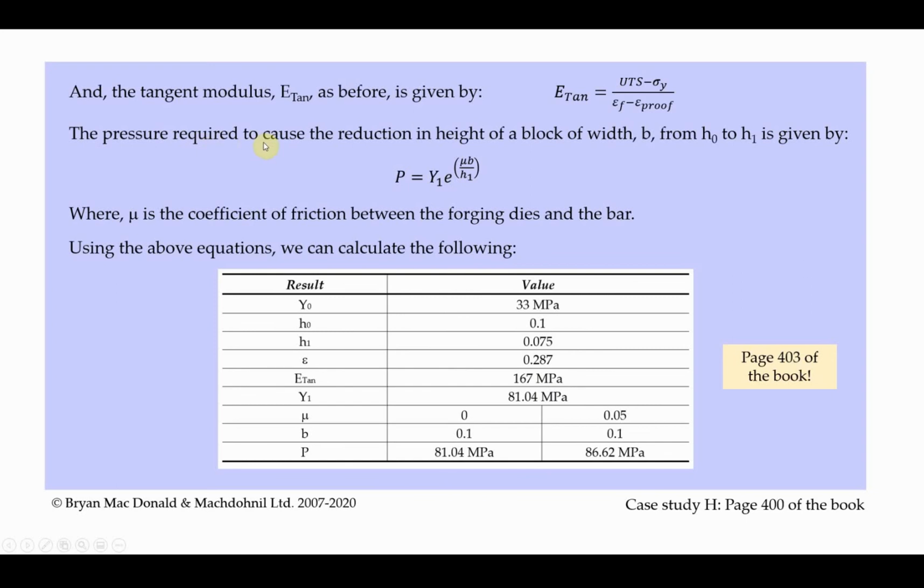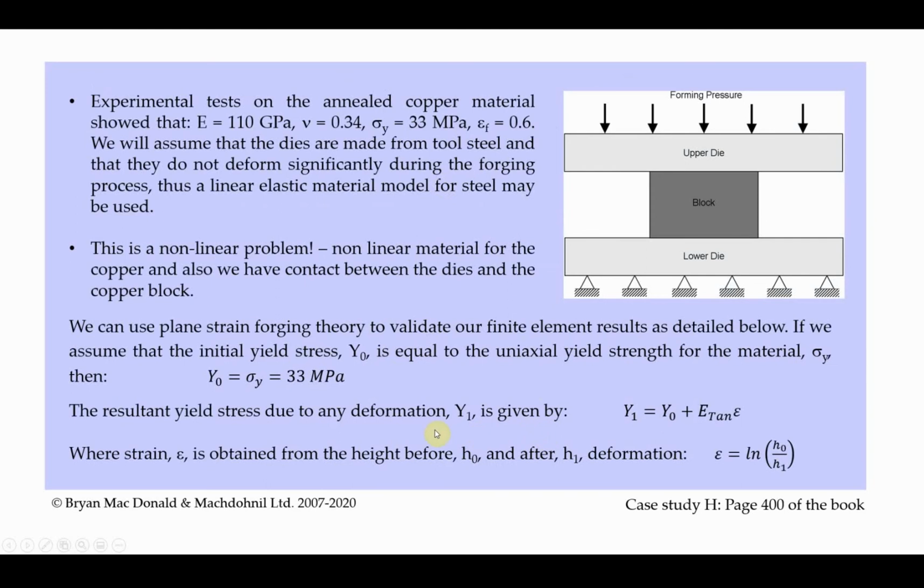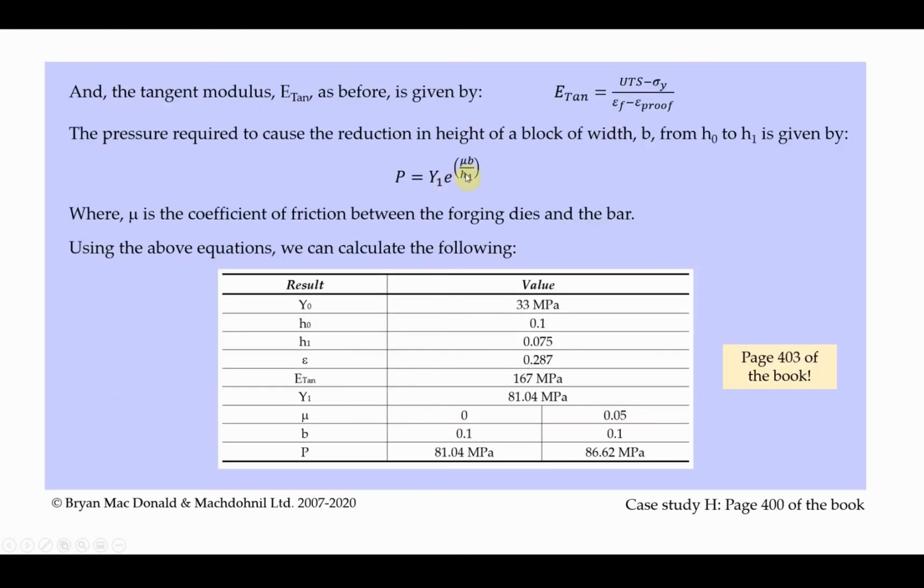The pressure then required to cause the reduction in height of a block of width b from h0 to h1 according to plane strain theory is going to be this here. It's going to be y1, where y1 is the resultant yield stress, times e to the power of mu b divided by h1, where mu is the coefficient of friction between the forging dies and the bar. So using the above equations, in this case we can calculate the following.